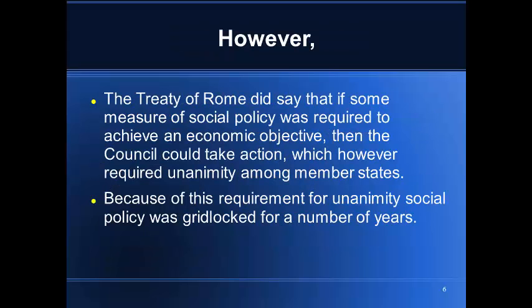However, the Treaty of Rome did say that if some measure of social policy was required to achieve an economic objective, then the Council could take action, which however required unanimity amongst the Member States. Because of this requirement for unanimity, social policy was gridlocked for a number of years.